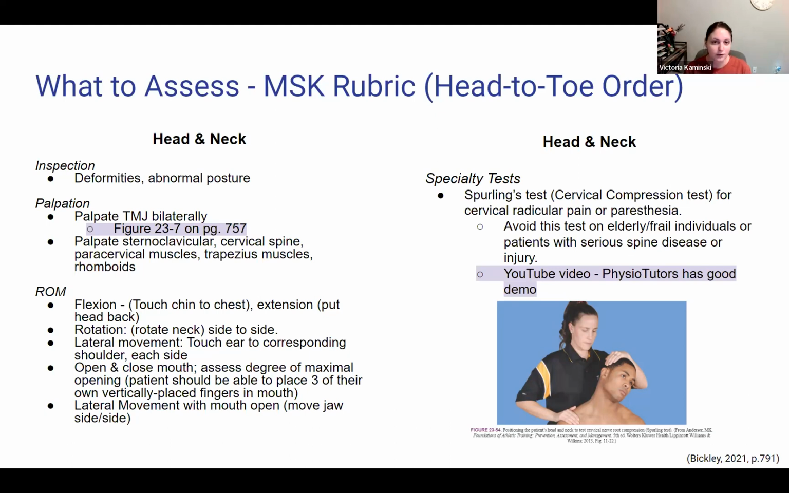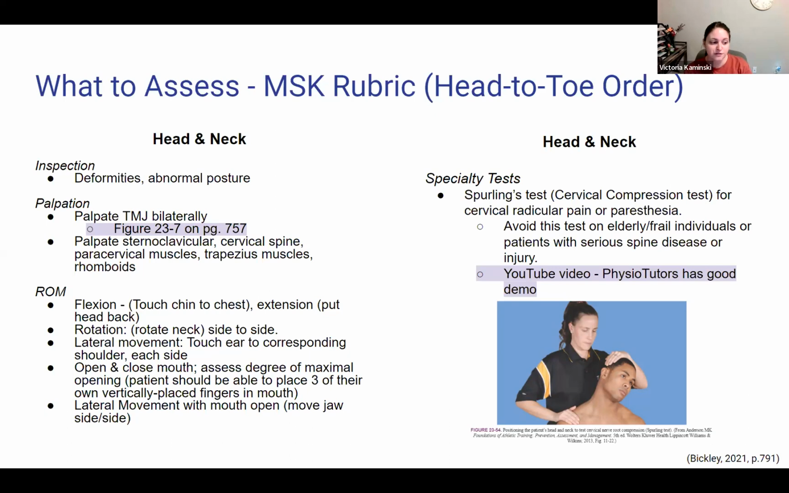So with head and neck, again, we're going to inspect, palpate, and range of motion on any MSK thing that we're doing. Specifically, we're looking for deformities, abnormal posture. You're palpating the TMJ bilaterally. Remember, those light purple are going to tell you exactly where to look in your book on specific pages and great tables. So I do have those listed for you. Palpating the sternoclavicular, cervical spine, paracervical muscles, trapezius muscles, and rhomboids. While you're palpating, you want to mention specifically what you are palpating on your patient. You want to state the names of those anatomic locations.